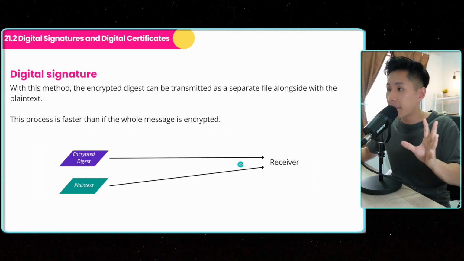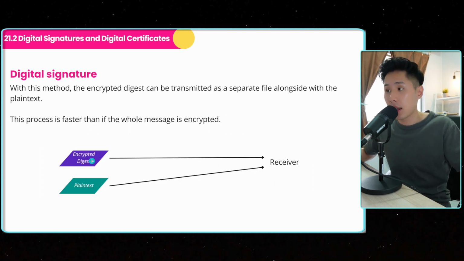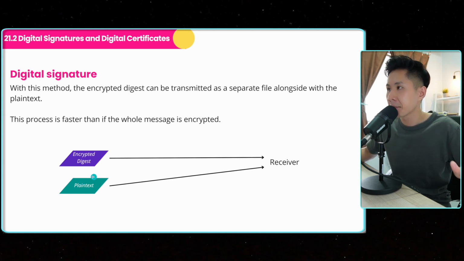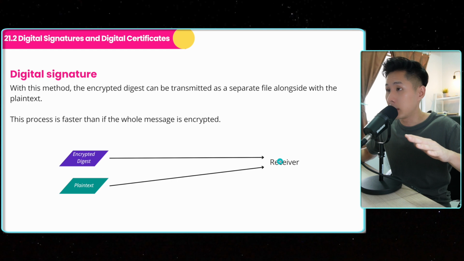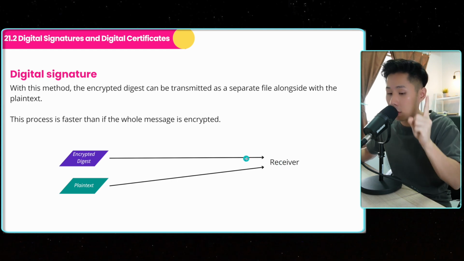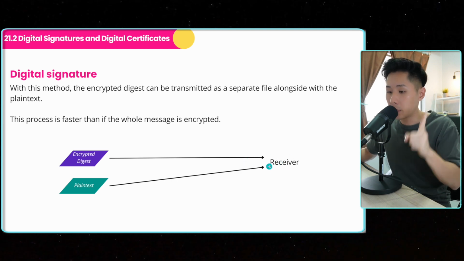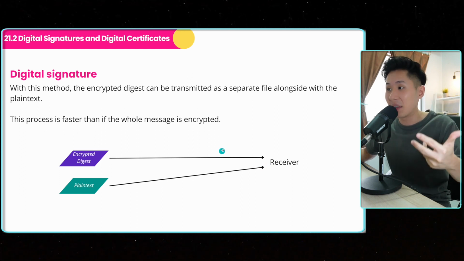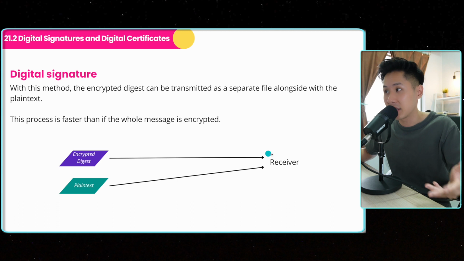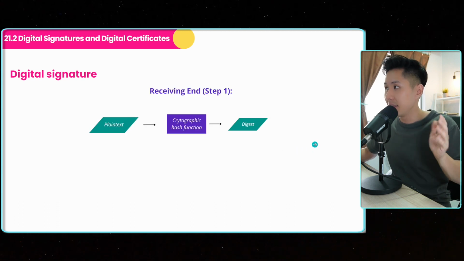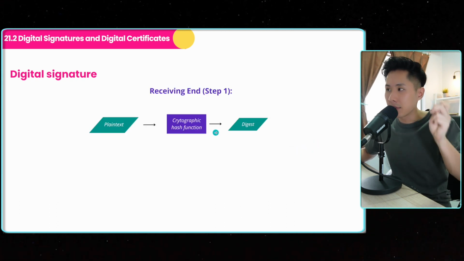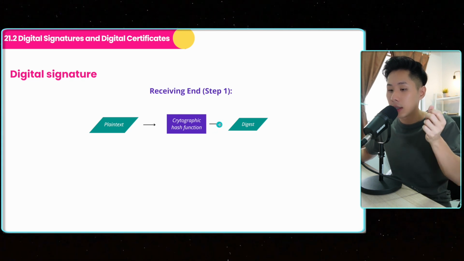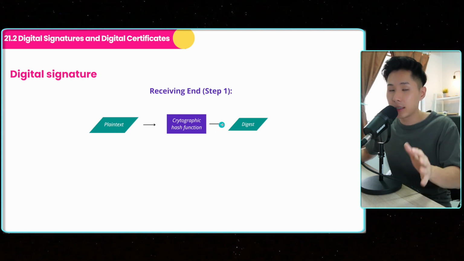So now, with the encrypted digest, we can send it alongside the plain text, which is not encrypted, and then send it to the receiver. Again, just to remind you, our goal is that the receiver should be able to verify that the sender is indeed the one that is shown on his or her devices. Now, when the message arrives at the receiving end, how does the receiver verify the identity of the sender?